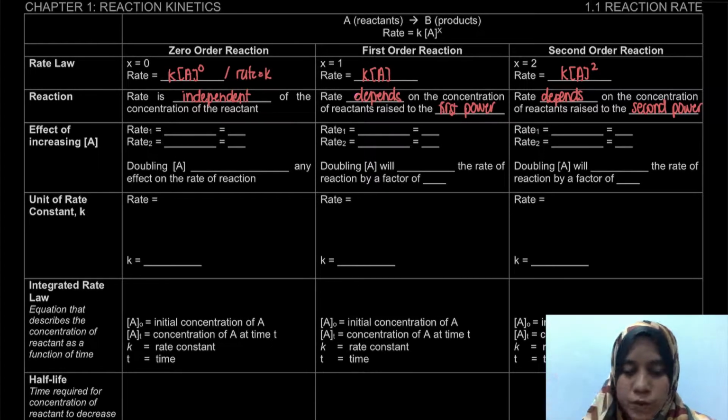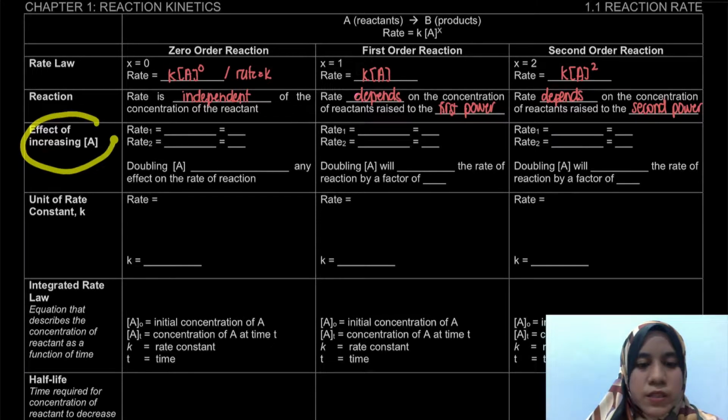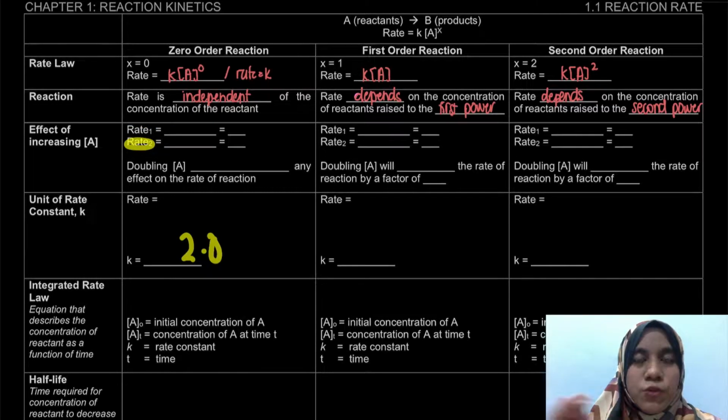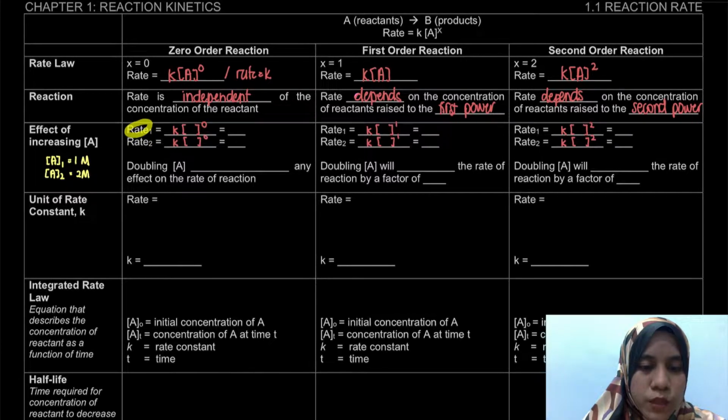Okay, so let's look here. So here is this general one. So if you do some calculation, here it mentioned effect of increasing A. So from here we can see that there's rate 1 and rate 2. So what happens is that I will increase the concentration. For the first one, concentration will become 1 molar. And for when the rate is 2, the concentration of A will double to 2 molar.